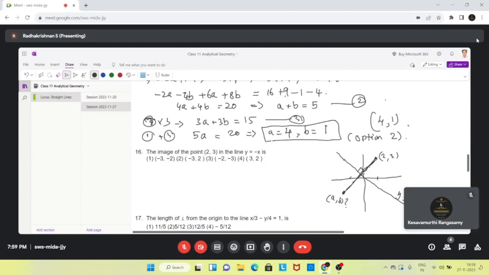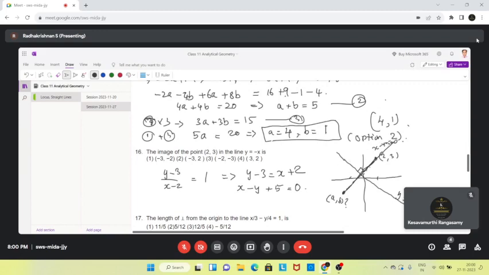So it has slope of 1 and it passes through 2, 3. So that means its equation is given by y minus y1 by x minus x1 is equal to slope. So this is the equation of this line, that is y minus 3 equal to x plus 2 or x minus y plus 5 equal to 0. So this line is x minus y plus 5 equal to 0.